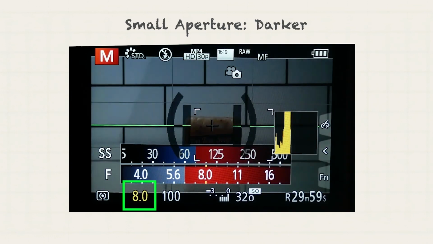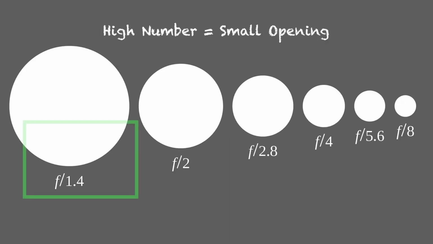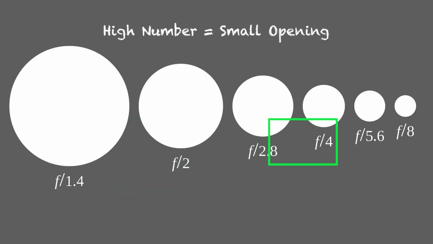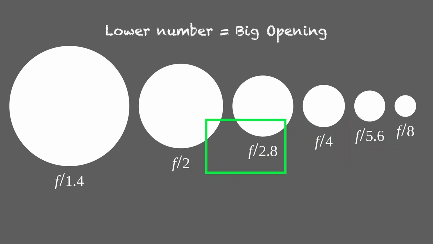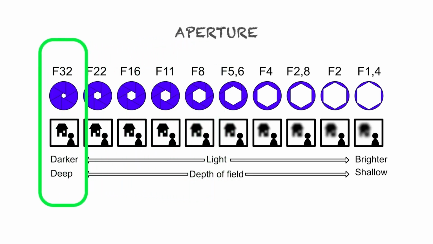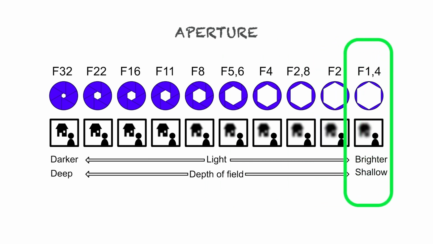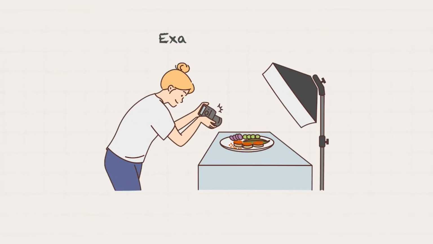The size of the aperture is measured with f-numbers or f-stops. I know it's mind-boggling, but the higher the f-number, the smaller the opening in your lens, and the lower the f-number, the wider the opening of your lens. I know it sounds confusing at first. Just remember that higher numbers equals deep depth of field and less light reaching your camera sensor. Lower numbers equals shallow depth of field and more light reaching your camera's sensor.